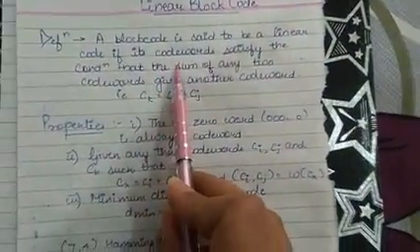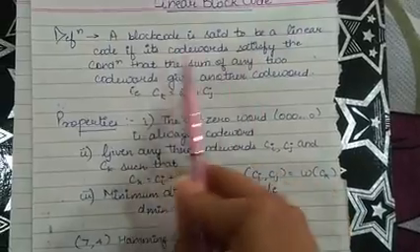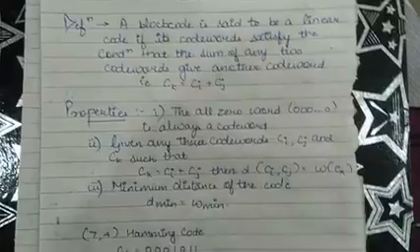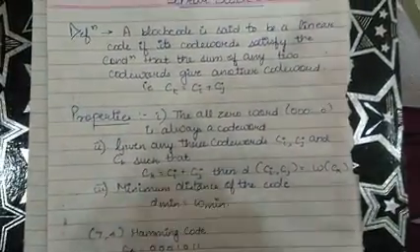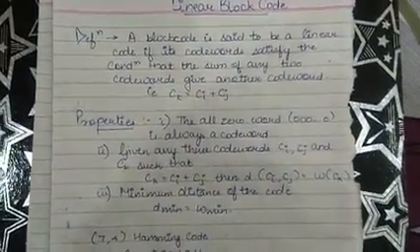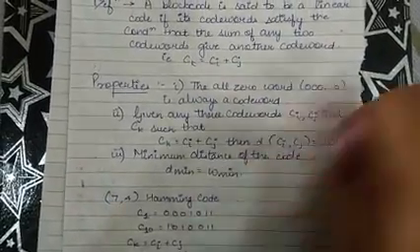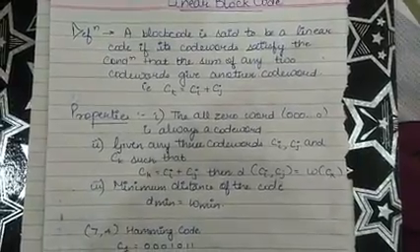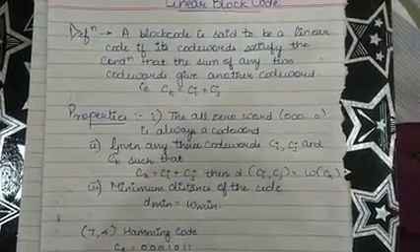Okay, so now we will further pursue our main topic, that is linear block code. A block code is said to be a linear code if its code words satisfy the condition that the sum of any two code words gives another code word. What they are saying is, we have two code words, and by adding these two code words using the modulo 2 technique, which we have discussed, we will get some code word.